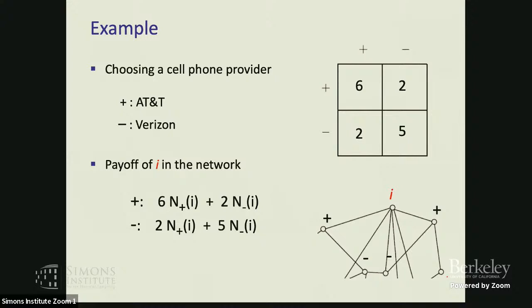It's not hard. These numbers are less important. It's not hard to see that there is a threshold. So depending on this payoff matrix, if above a certain threshold of your neighbors take the action plus, you take the action plus. Otherwise, you take the action minus.